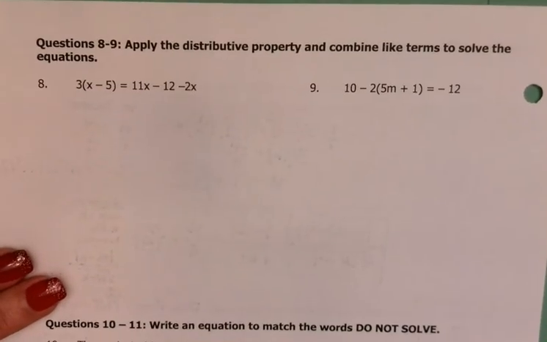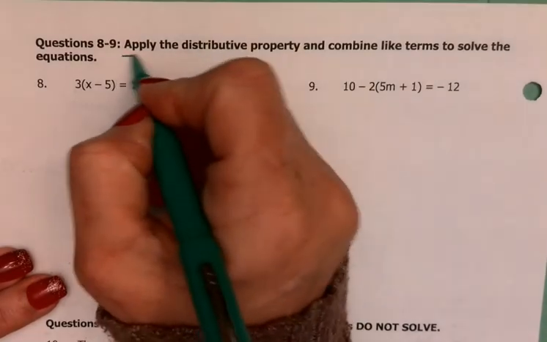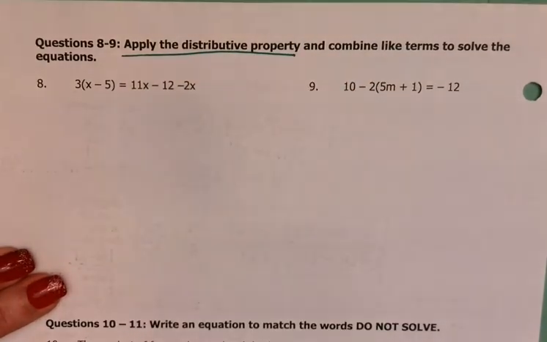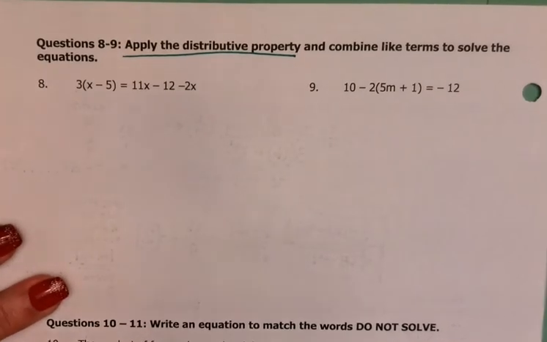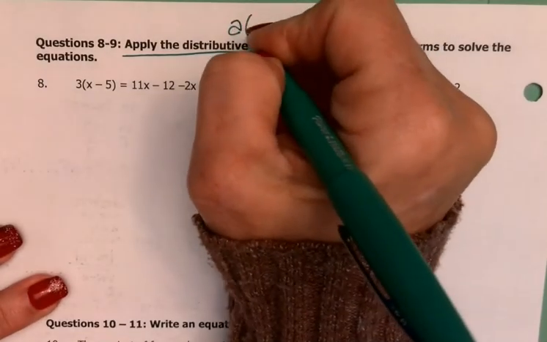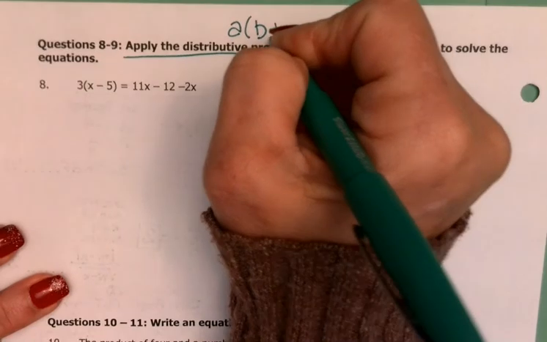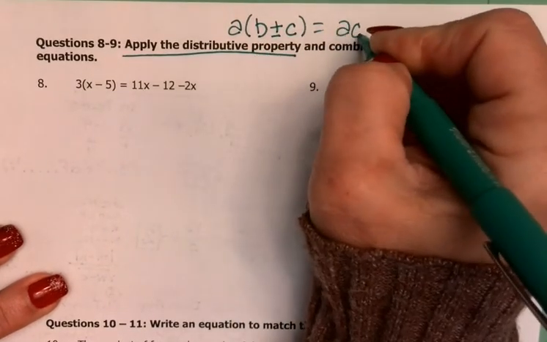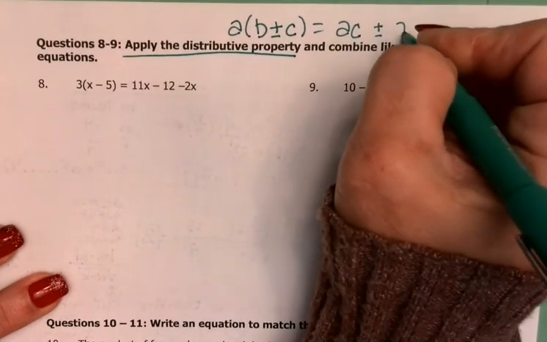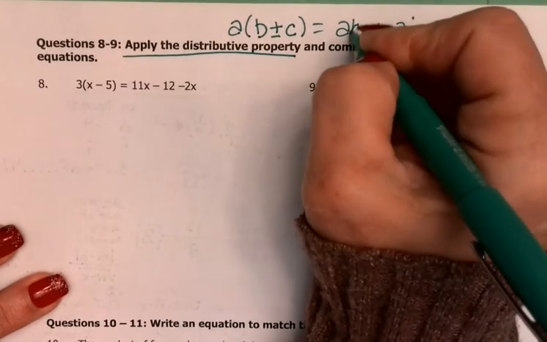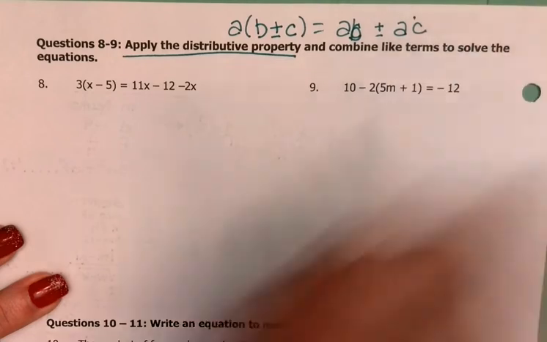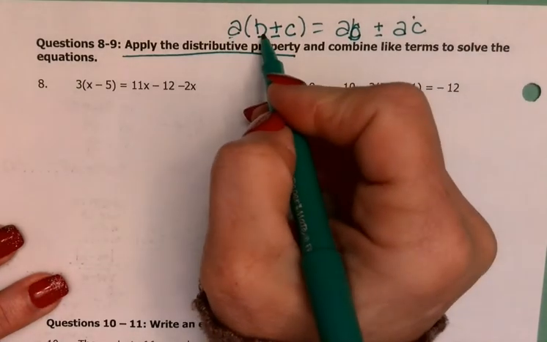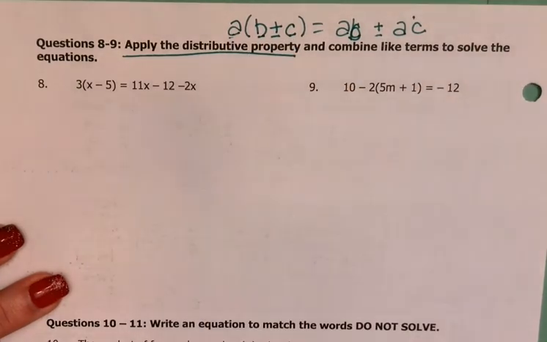So here we are on the back of the study guide. And for here, it asks you to apply that distributive property. So we're going to make sure that we are applying the distributive property, which says that A times B plus or minus C is the same thing as saying A times B and then an A times C. So A times B and A times C.